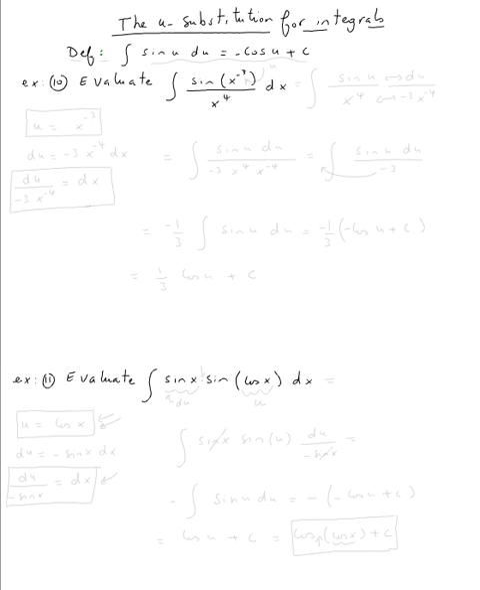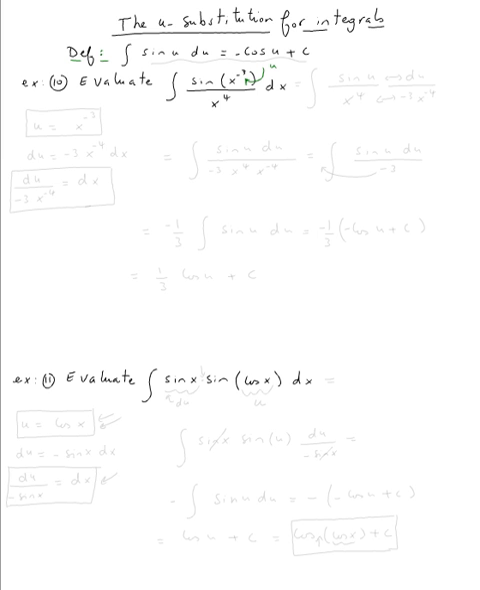The topic here is the u-substitution for integrals. So let's look at the definition. The definition says the integral of sine of u du is negative cosine of u plus c. So to do this integral, just common sense, you want the u, whatever is between parentheses, to be equal to u. We do an integral of sine of x to the negative 3 over x to the 4 dx.